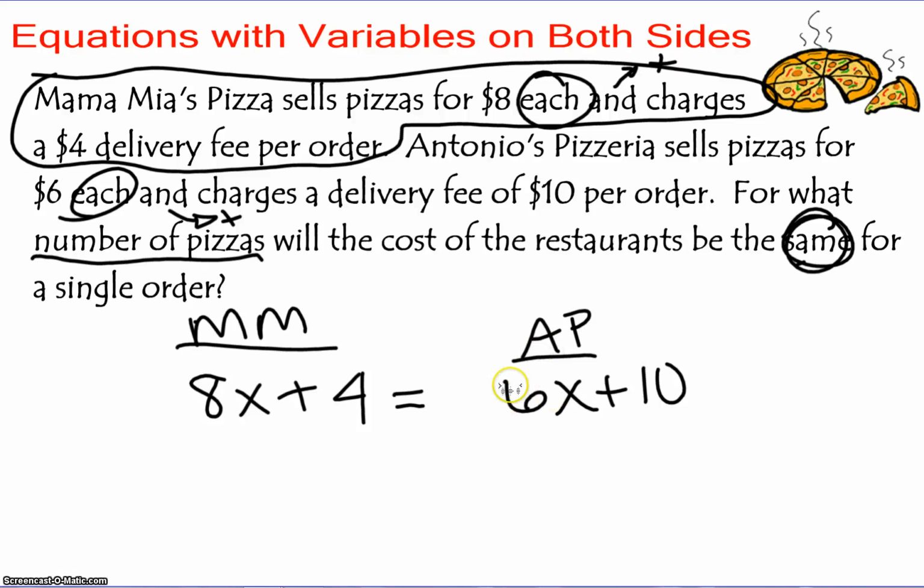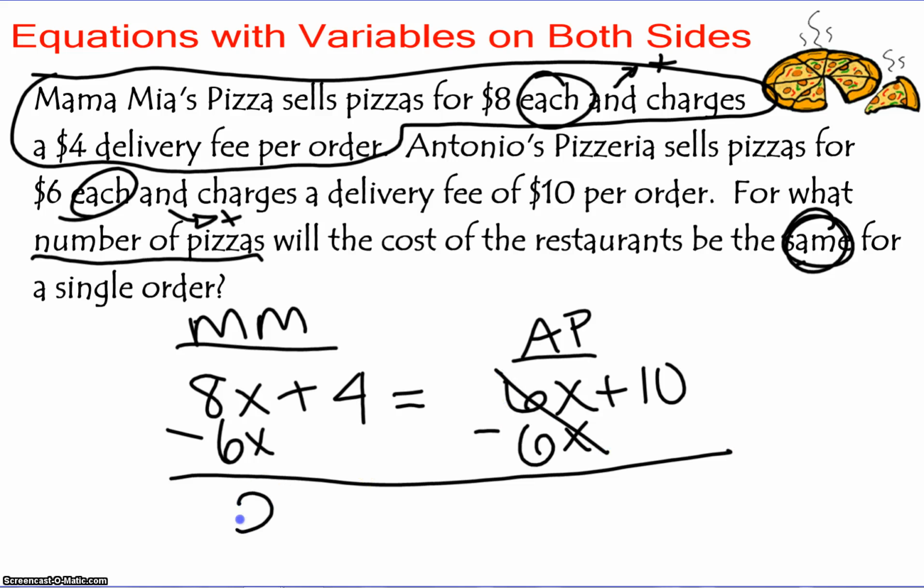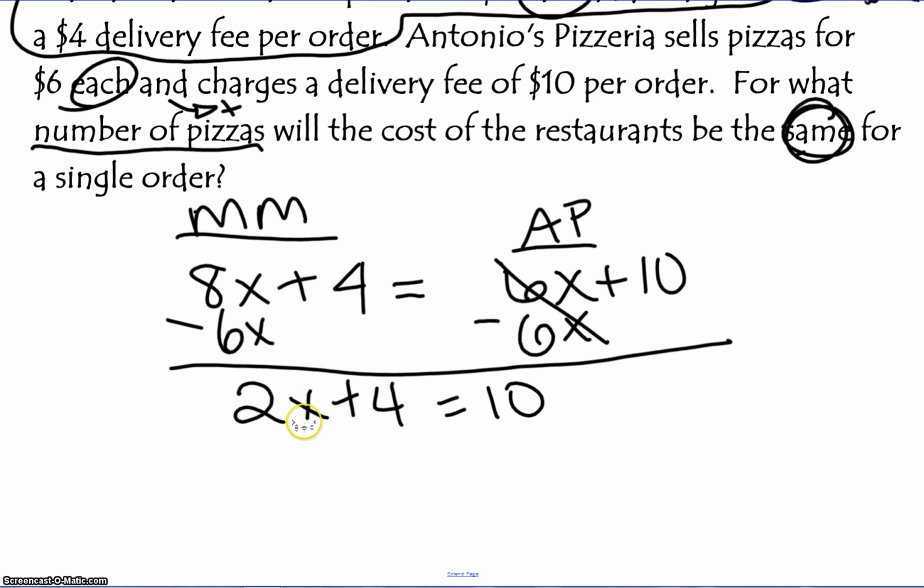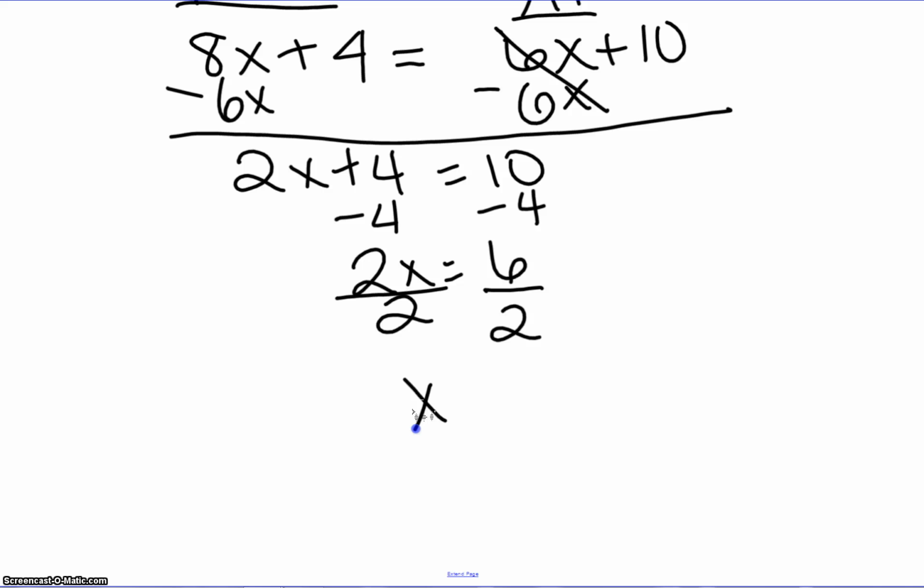So I want to move my 6x because it's smaller and it'll stay positive. So minus 6x, minus 6x. Those cancel. I'm left with 2x plus 4 equals 10. I know I need x by itself, so I'm going to subtract 4, subtract 4. 2x equals 6, divide by 2, divide by 2, x equals 3. So each restaurant needs to sell 3 pizzas for them to have the same cost.